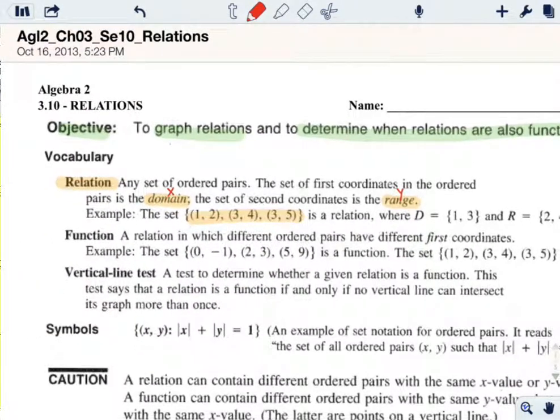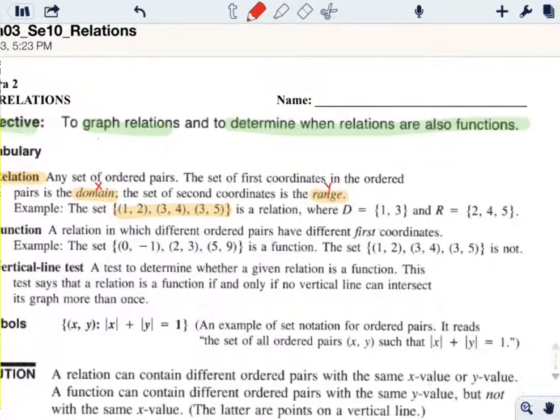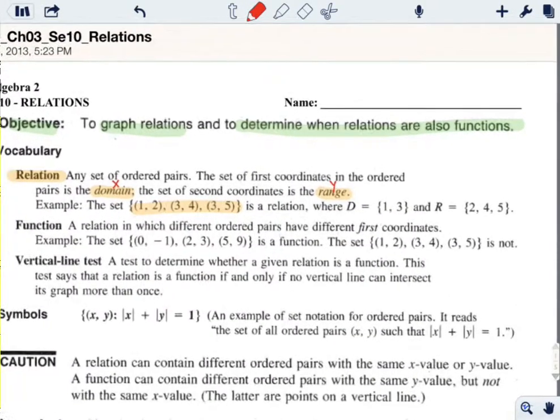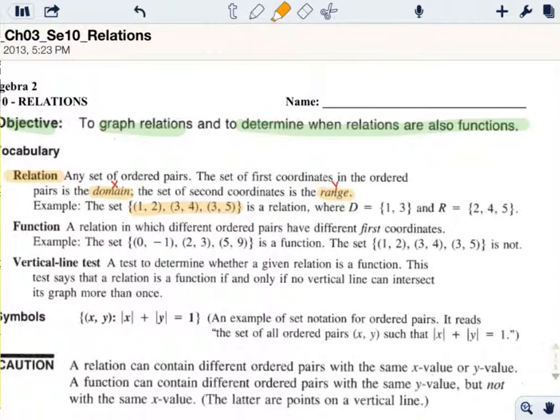So here's an example. The set (1, 2), (3, 4), (3, 5) is a relation where the domain is the points 1 and 3, because those are the x values, and the range is 2, 4, and 5. Now, a specific type of relation is a function. It's a relation in which different ordered pairs have different first coordinates.